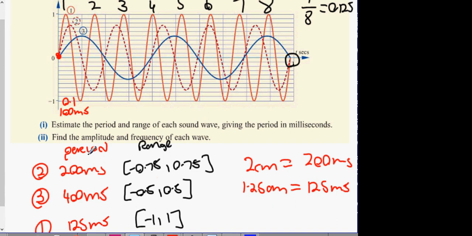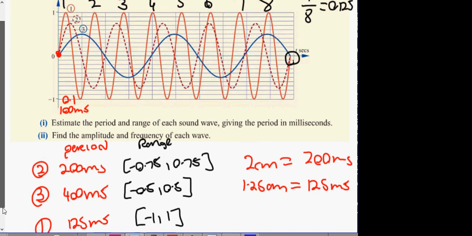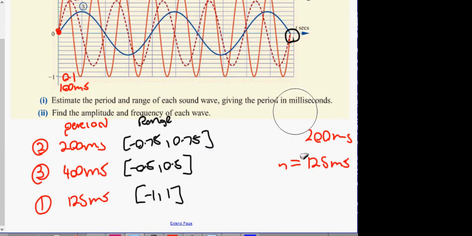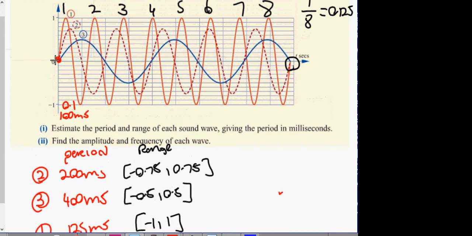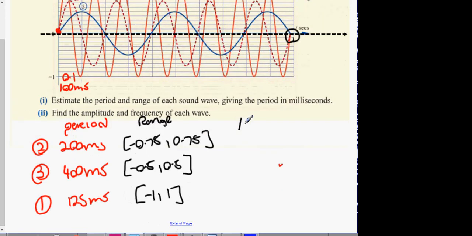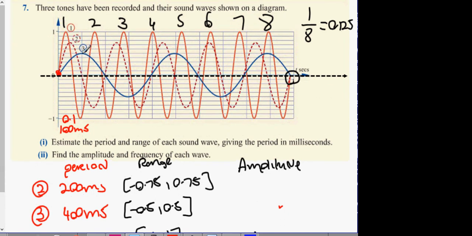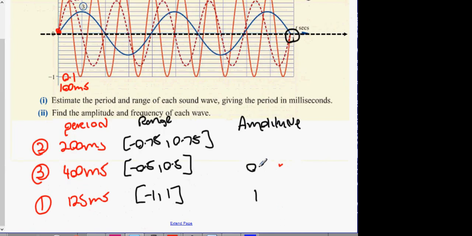Find the amplitude and frequency of each wave. So what's the amplitude, guys? Amplitude is defined as your distance from your middle point. So this black line represents the middle point. So for wave 1, we go 1 above and 1 below. So the amplitude is 1. On the second one, number 3, we go 0.5 above, 0.5 below. And then on the last one, it's 0.75. So that's the amplitude. Now guys, frequency is an interesting one, okay?